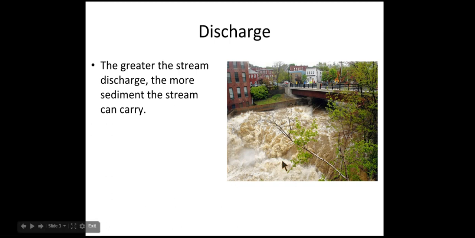And you can see by how brown looking the water is, it's carrying a lot of sediment. There's so much water moving, it's able to pick up a lot of sediment and carry it.